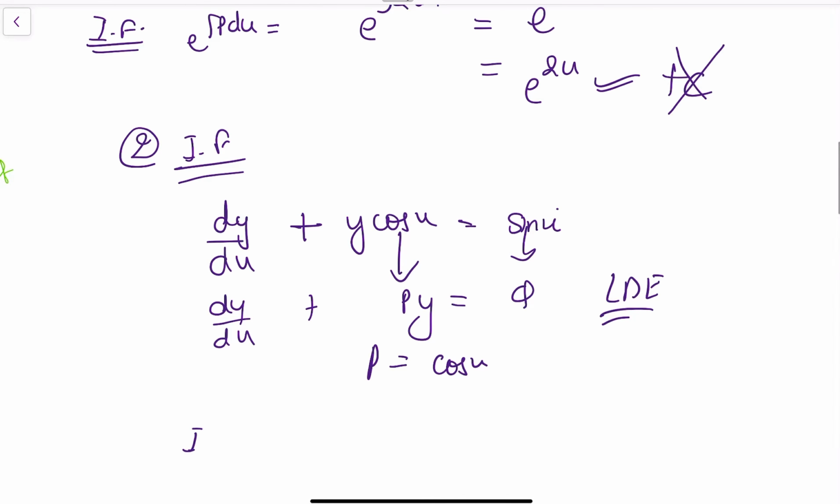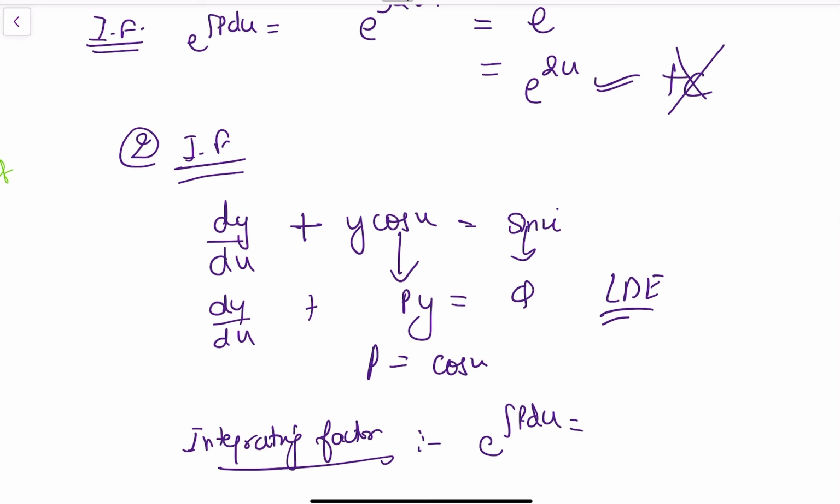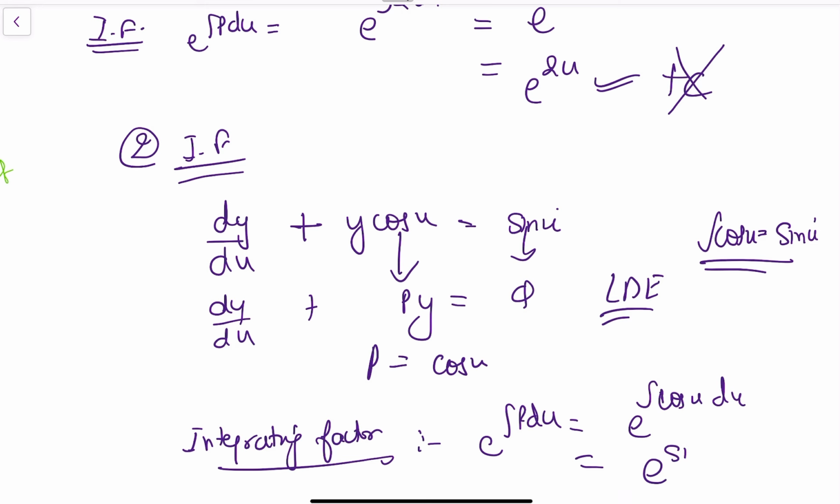So what is the integrating factor in this case? Your integrating factor will be e to the power integral of p dx. p is cos x, so e to the power integral cos x dx. What is the integration of cos x? You should know this formula, it is sin x. Derivative of sin x is cos x, so integration of cos x is sin x. So this becomes e to the power sin x, and that is my integrating factor.